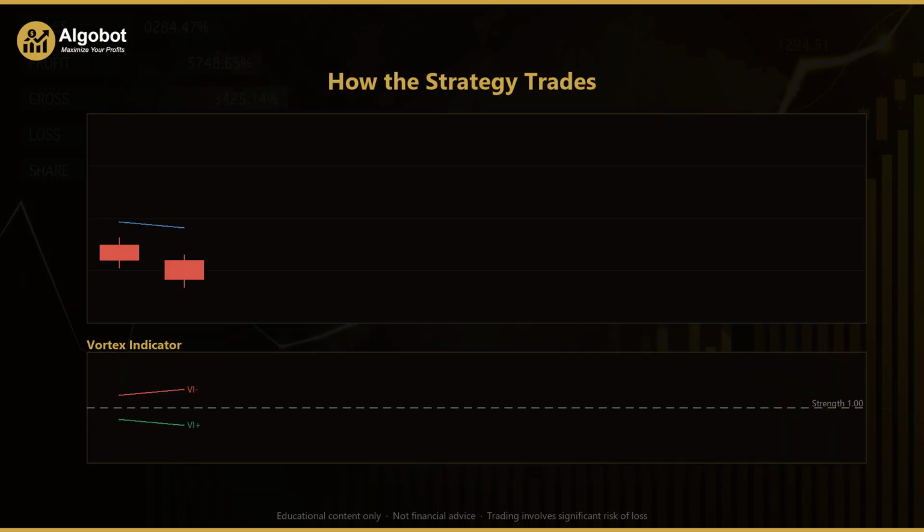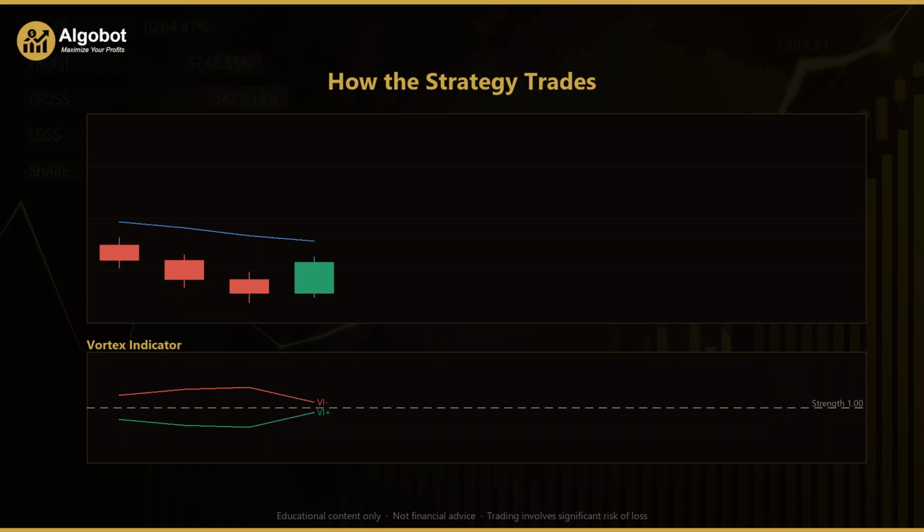Let's bring the logic to life on this illustrative chart. Along the bottom, in the subpanel, you can see the two vortex lines. The green line is VI+, tracking upward pressure, and the red line is VI-, tracking downward pressure. The dashed level across the middle marks the strength threshold at 1.00. On the price chart itself, the smooth curve running through the candles is the 50-period exponential moving average, our trend filter. Watch how the crossovers in the subpanel line up with the entries above.